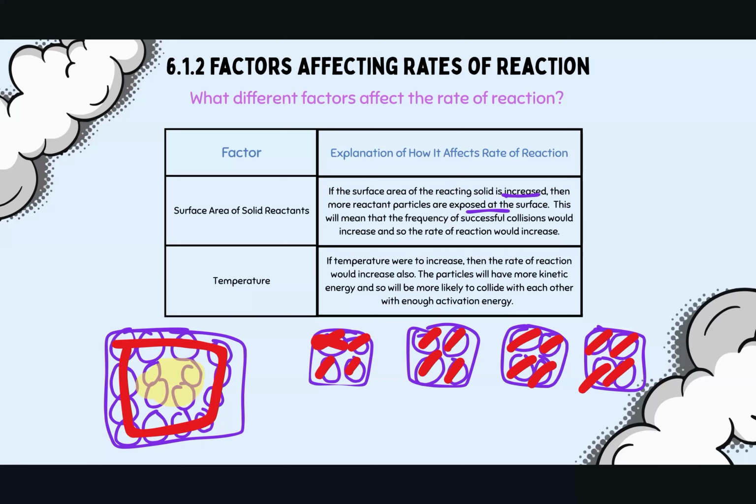These ones here in the middle are not available to react until the ones on the outside have. When you've made the surface area larger, everything is available to react. So that means you have more successful collisions, you increase the frequency of successful collisions, and the rate of reaction increases. Now the next one is temperature.